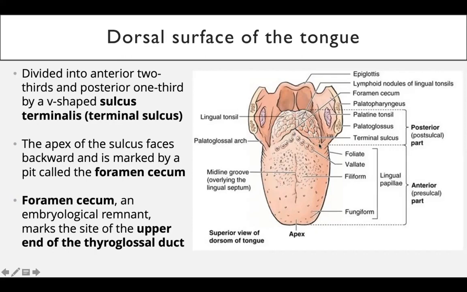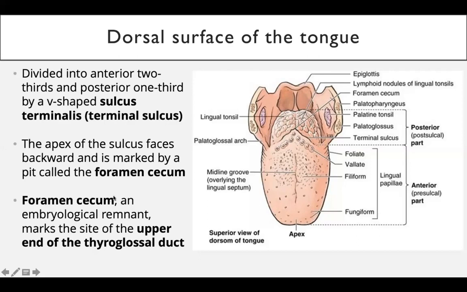So we're talking about the V-shaped sulcus. This is the apex and this is the base. The apex is marked backwards and it is towards a pit. This pit is known as the foramen cecum. You remember foramen cecum from the embryology? It is the embryological remnant.